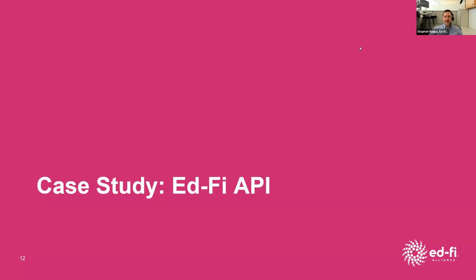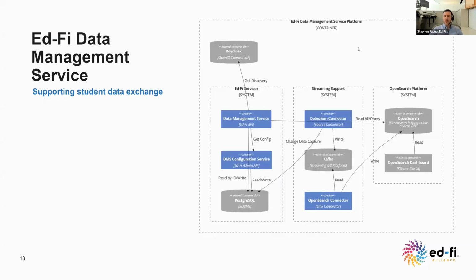So let's look at a quick case study. At the EdFi Alliance, we produce an HTTP API that supports exchange of data between different vendors in school district settings. So we're building a new version of our API today that has a number of different components on it. We've got our main data management service. We've got a configuration service. There's a database behind it. We're doing change data capture through Debezium to write data from Postgres out to Kafka. And then we've got an OpenSearch connector that writes that Kafka stream out to OpenSearch.